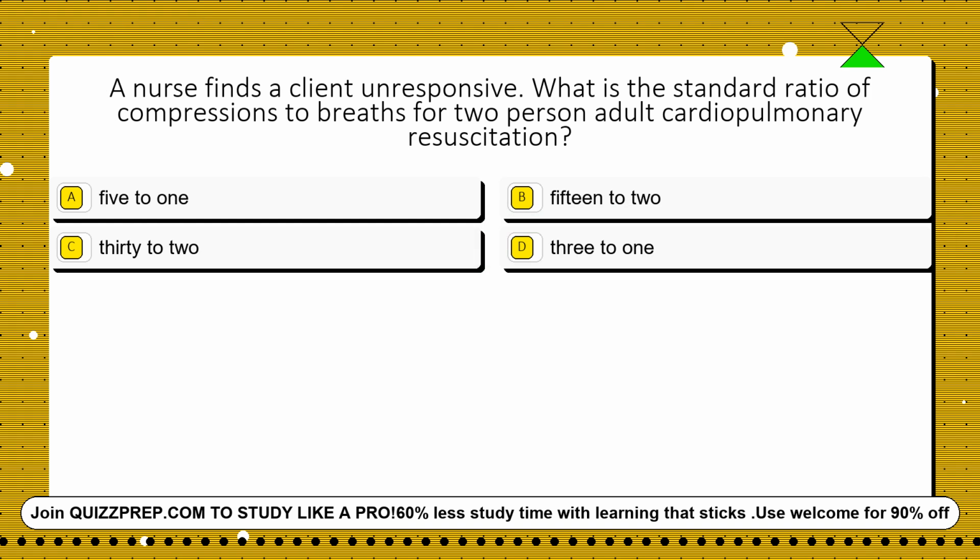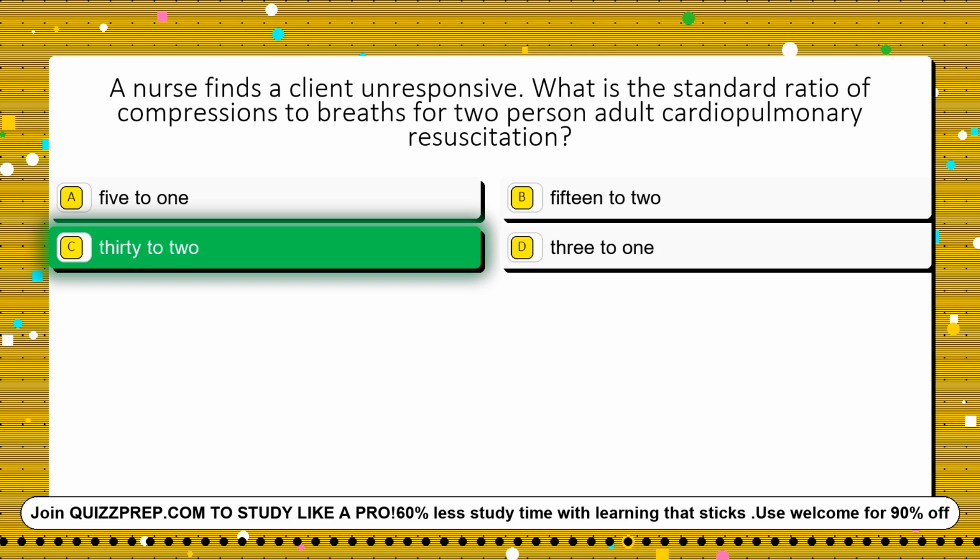Question 21. A nurse finds a client unresponsive. What is the standard ratio of compressions to breaths for two-person adult cardiopulmonary resuscitation? Option A, 5 to 1. Option B, 15 to 2. Option C, 30 to 2. Option D, 3 to 1.